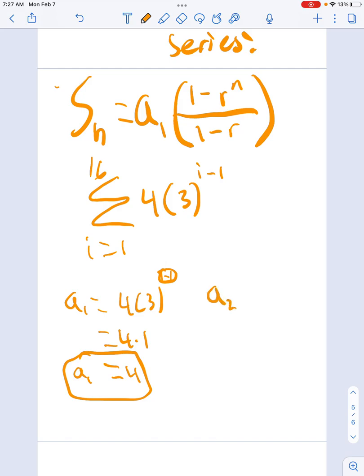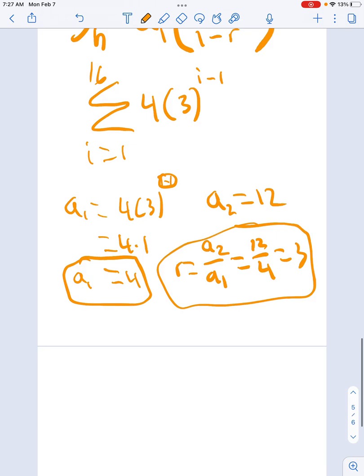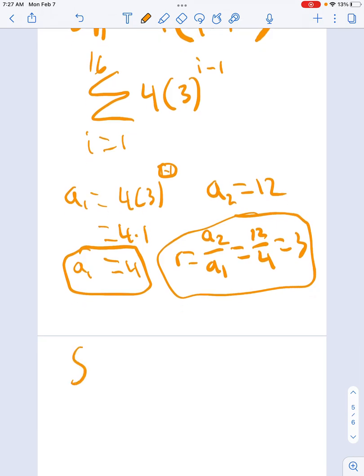So that's my first term, and then I have to find the common ratio. If I look for the second term and plug that in, I'm going to get 12. So if I take a sub 2 divided by a sub 1, 12 divided by 4 equals 3. So that means my common ratio, r, is 3. So I've got the two pieces of information that I need. Now I'm going to fill in my equation.